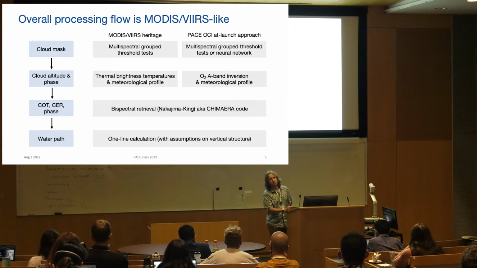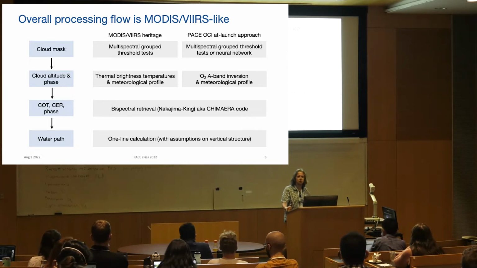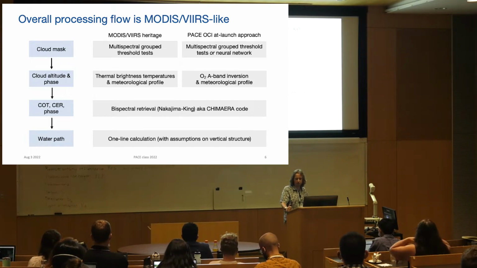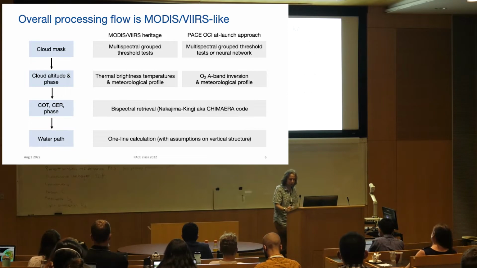The next algorithm, cloud optical thickness and effective radius. We're running the heritage MODIS VIIRS code directly, which should hopefully lead to a good deal of consistency in the types of products we're getting. And for those people who are already familiar, it will be a benefit because they should be able to get started with PACE differently. So that is the same algorithm. It's in fact the same code, just with some new wrappers on the start and the end.